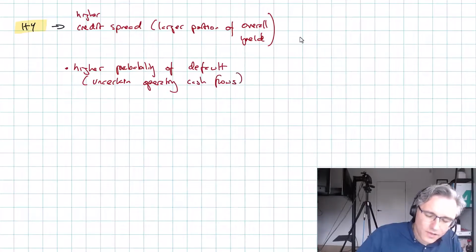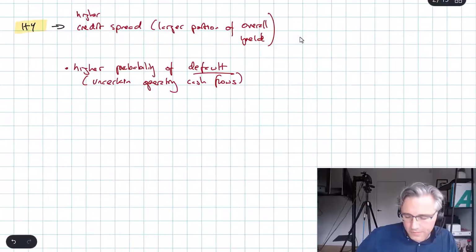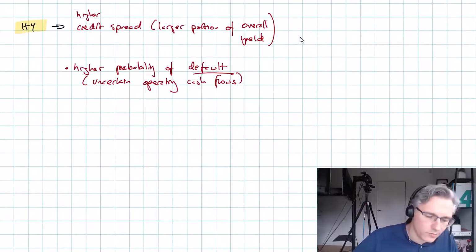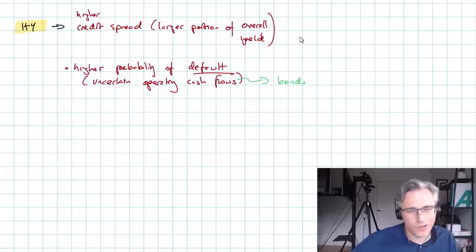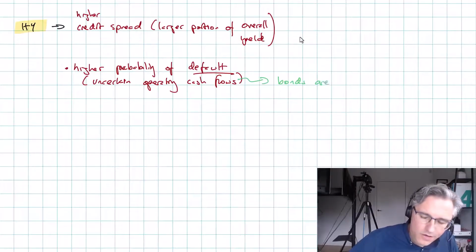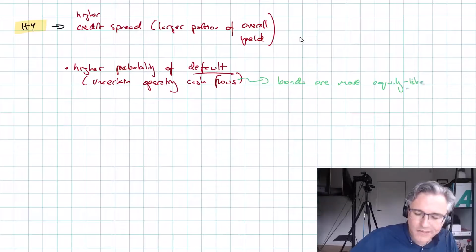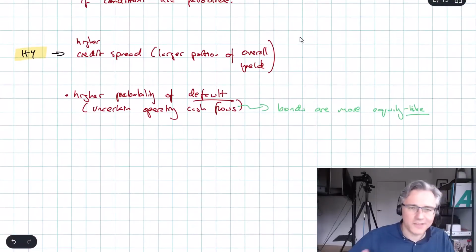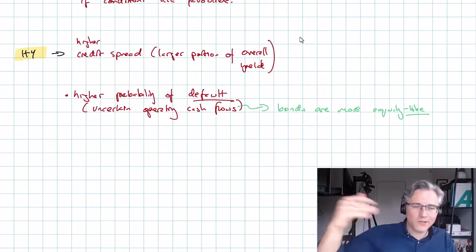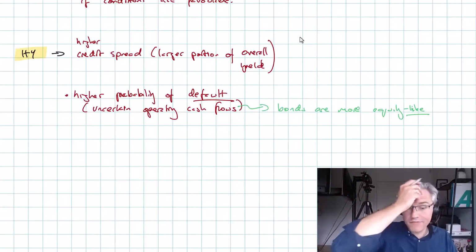And because the likelihood of default, the probability of default, is quite considerable, you're going to have these bonds behaving more like equity. Bonds are more definitely equity-like as a result. You cannot really rely purely on the assumption that they're going to generate a fixed level of income for a certain number of years and then get redeemed.